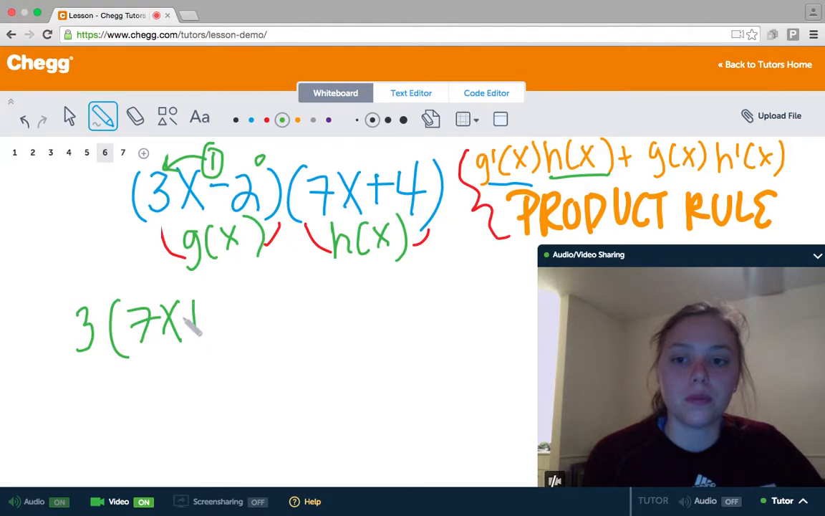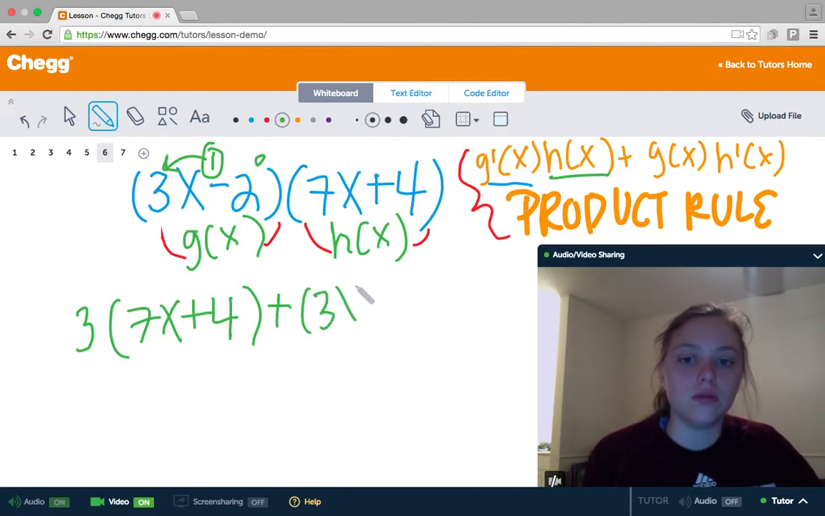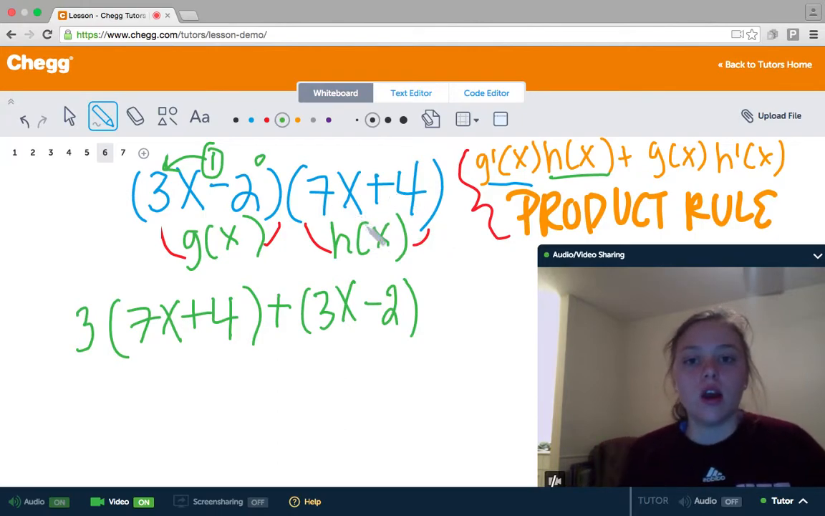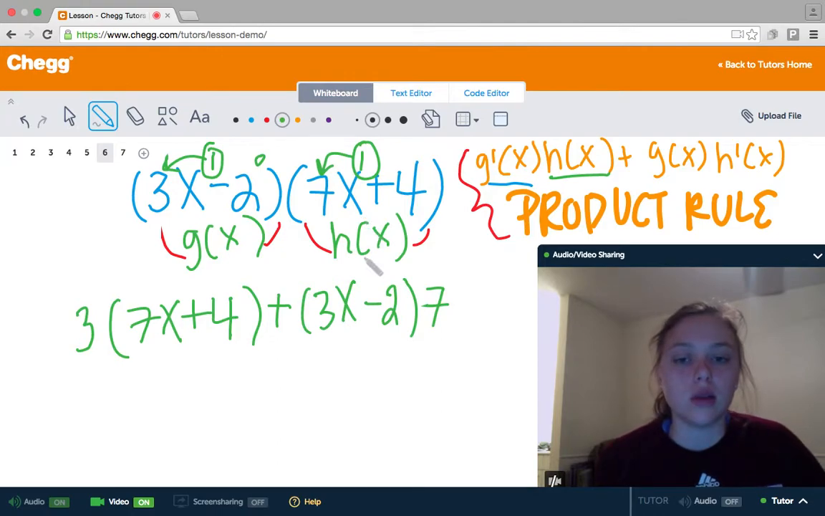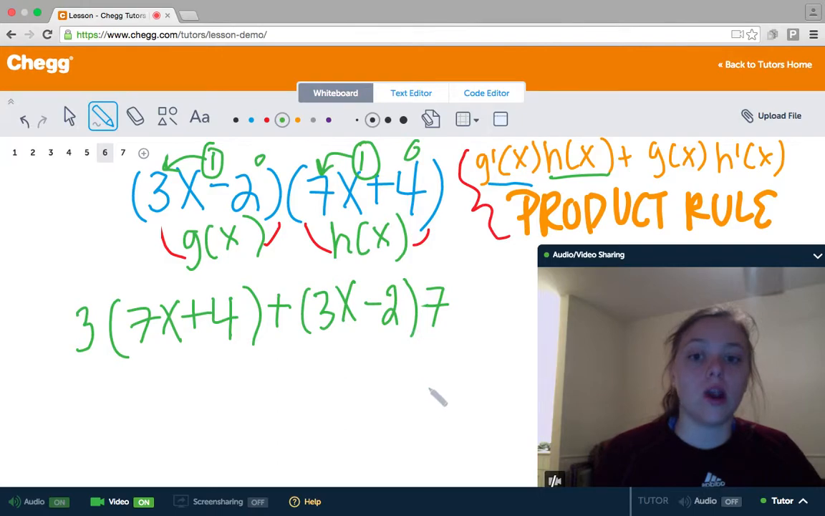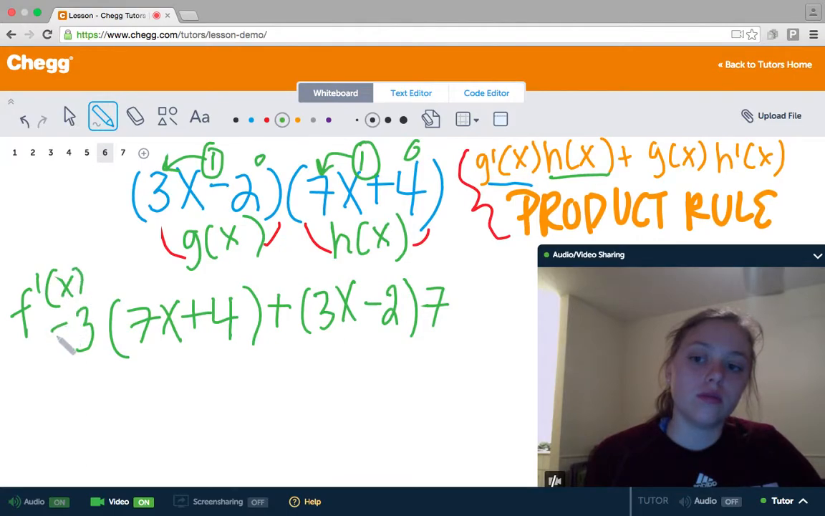And we're going to add g of x, which is just 3x minus 2, and multiply that times the derivative of h of x, which in this case is just going to be 7. So we have that imaginary little 1 there. Multiply that times 7 is 7, subtract an x, and we're still going to have just 7. And then this, of course, is going to be 0. So this is your derivative of this function.